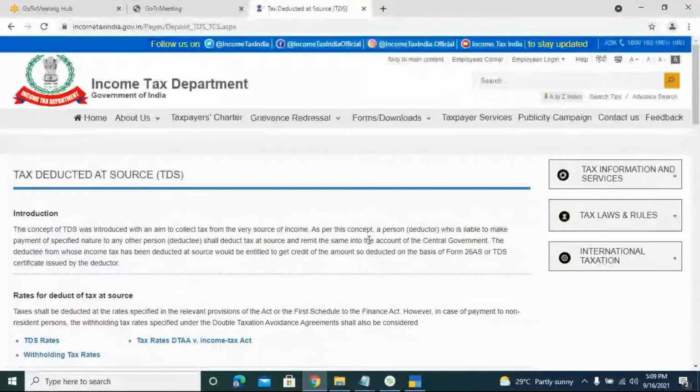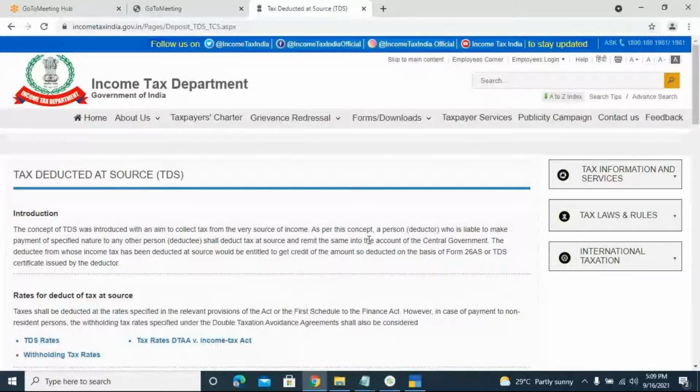we have the slabs. Up to 2 lakh 50 thousand, there is no tax. Above 2 lakh 50 thousand, of course, it starts. You have 10%, 20%, up to 30% and more than that. So depending upon the income slab, we have the tax rate applicable against it. You always have to keep a view of the tax slab. So what is the current income tax slab we have?